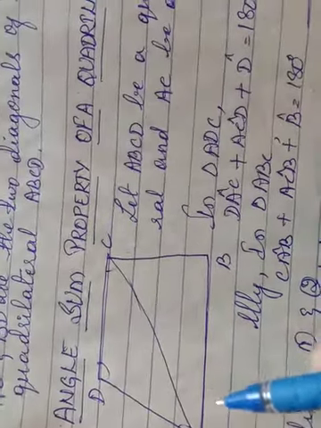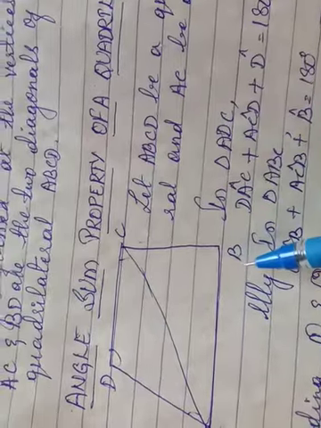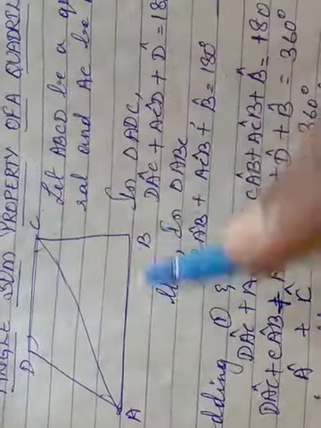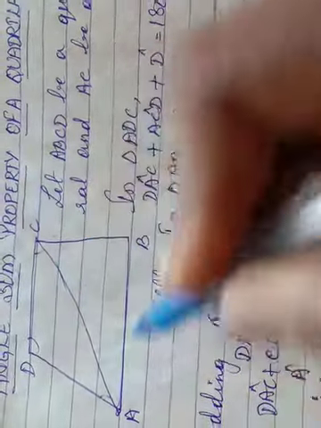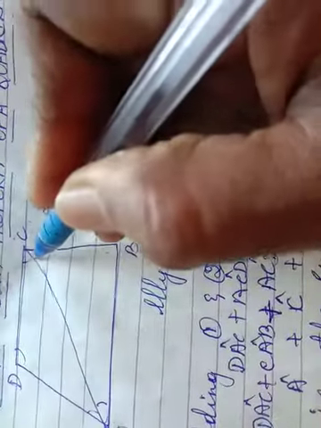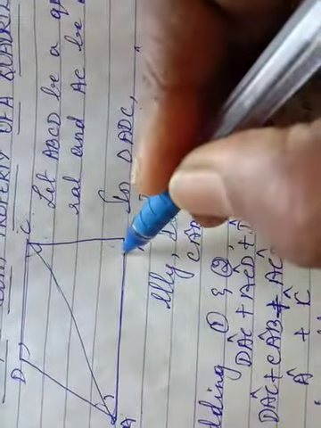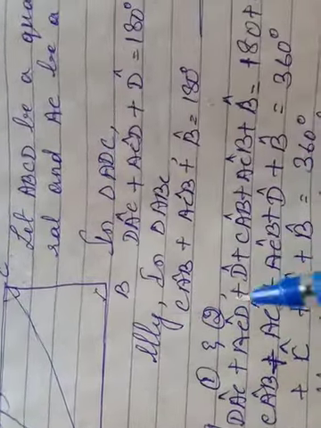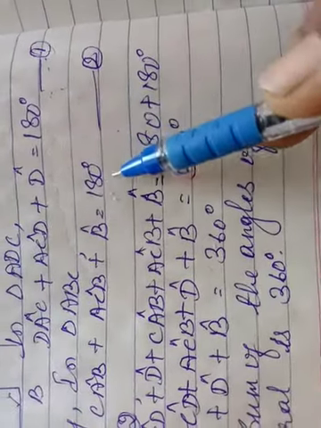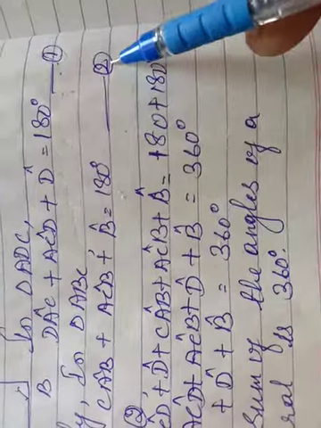Then similarly we have another triangle here, ABC. In ABC, this angle CAB, and then this angle ACB and this angle ABC. The sum of these three angles is again 180 degrees according to the angle sum property of a triangle. Call this 2.